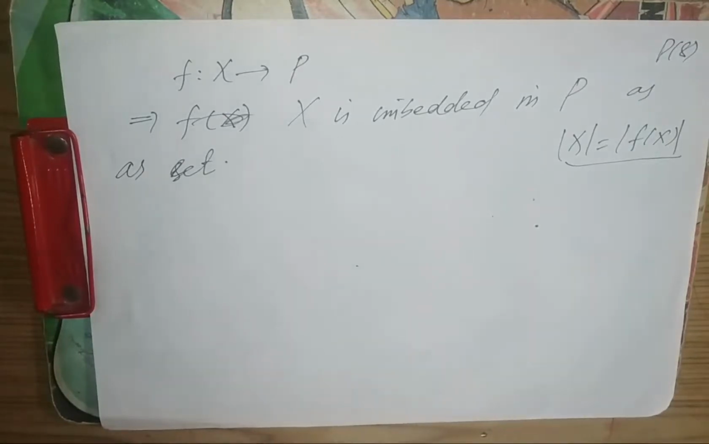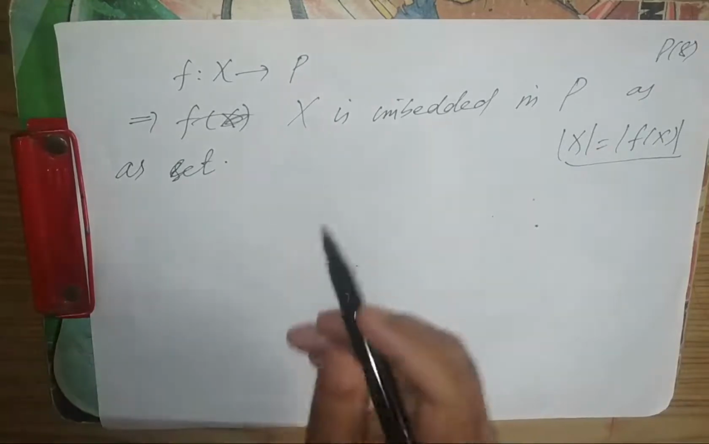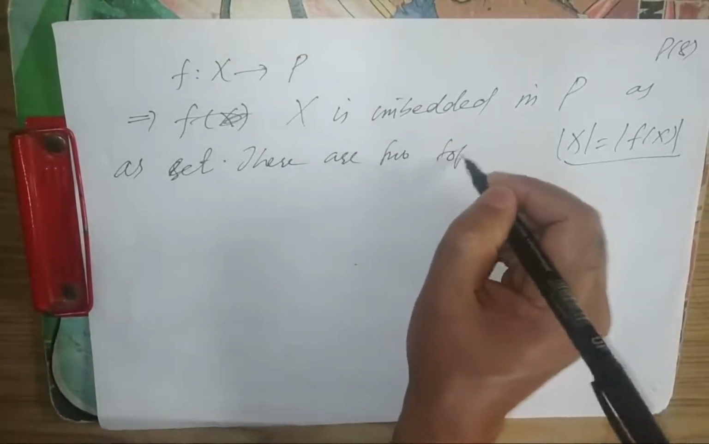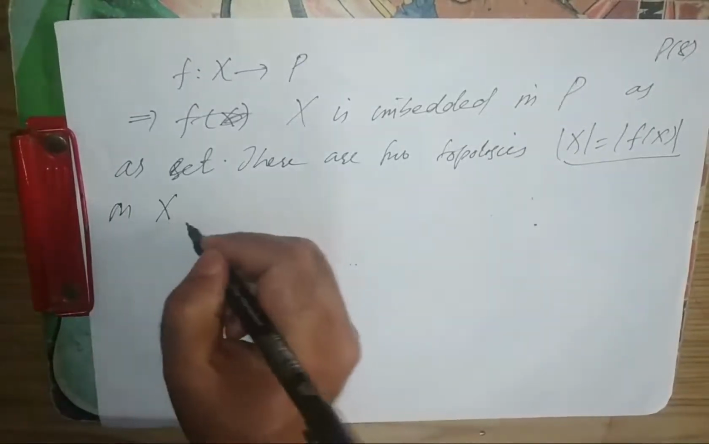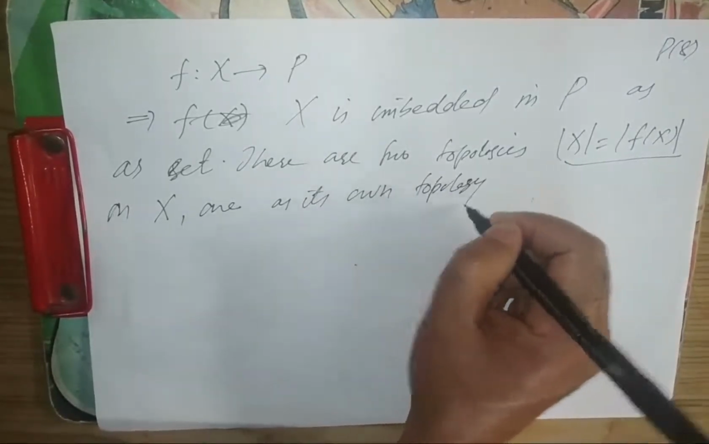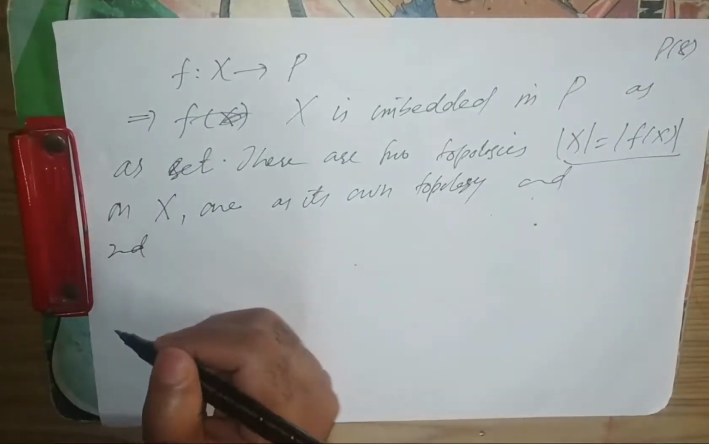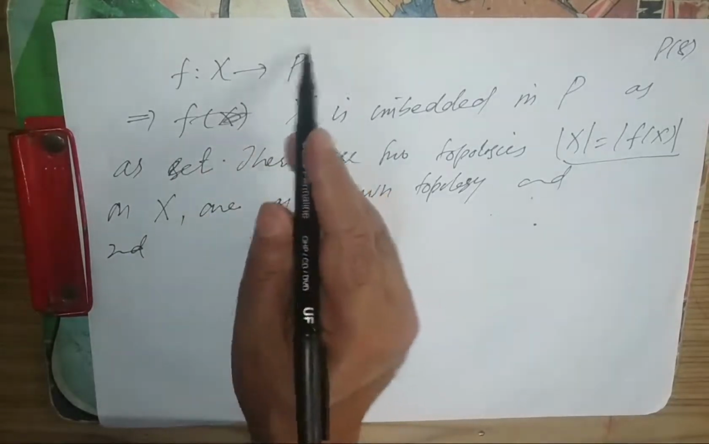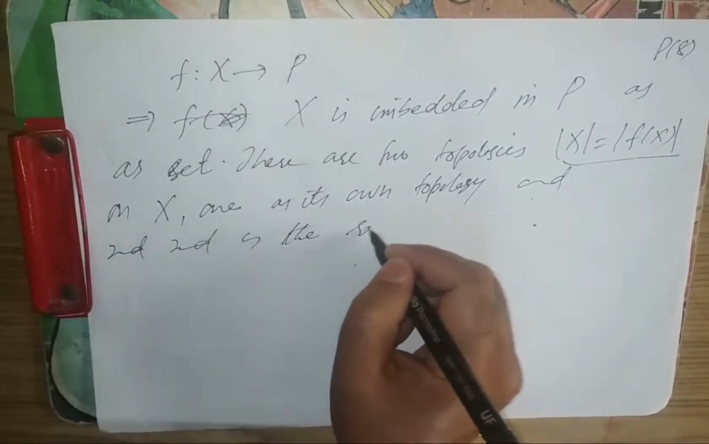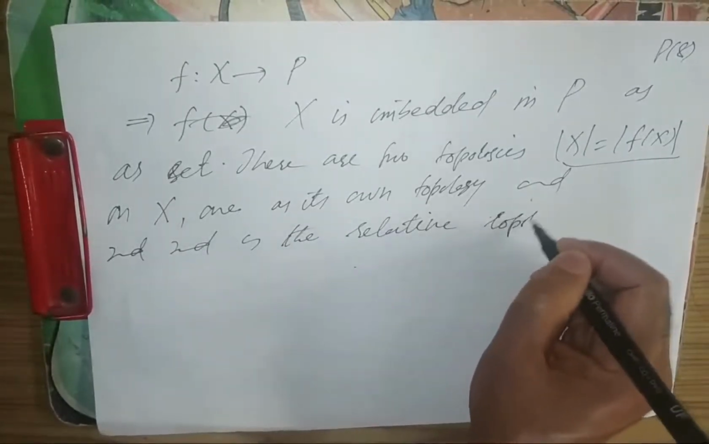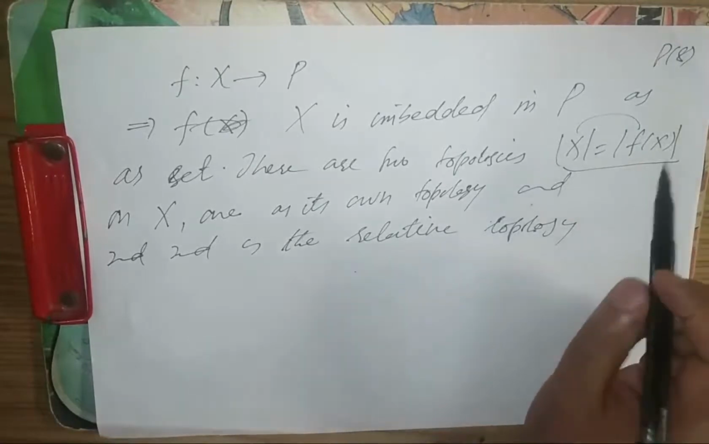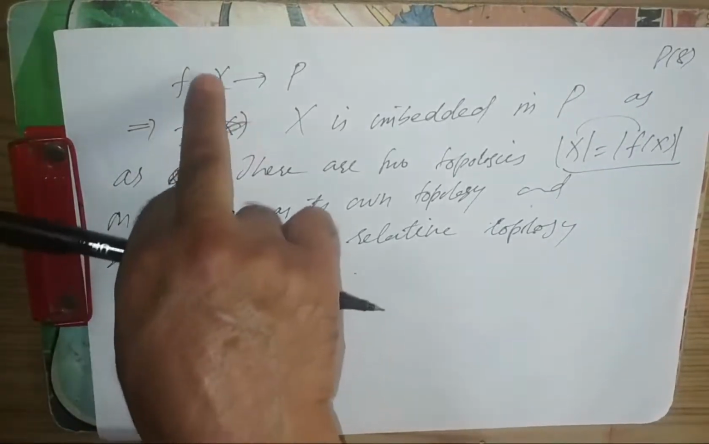Now we have two topologies on X actually. One is its own topology, because X is a topological space, and the second is the relative topology, when we treat it as a subspace of P. Because X and f(X) are the same as sets, we have two topologies on X actually: one as its own topology, and second by treating it as a subset of P.